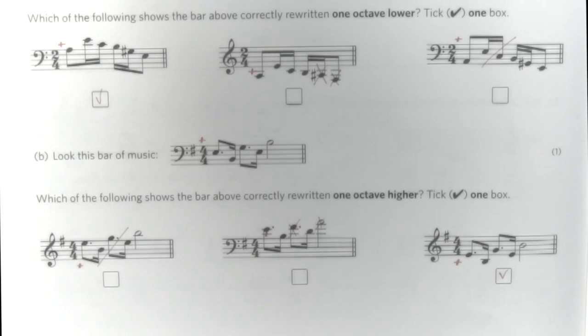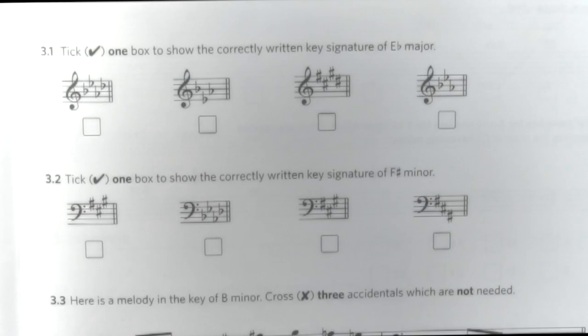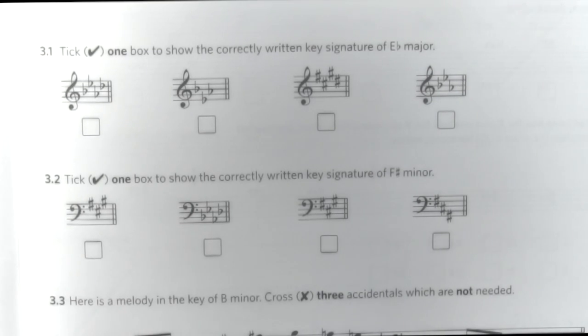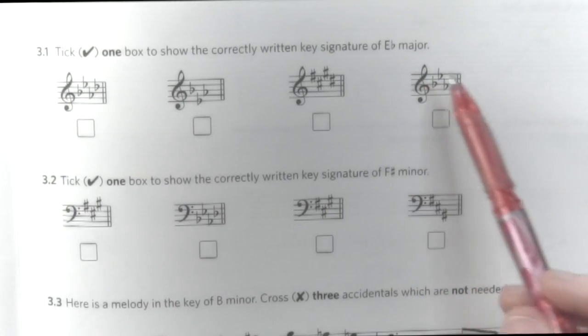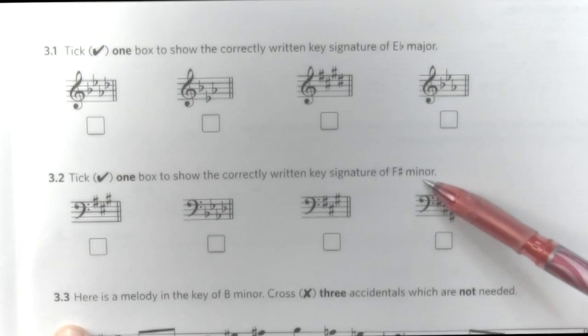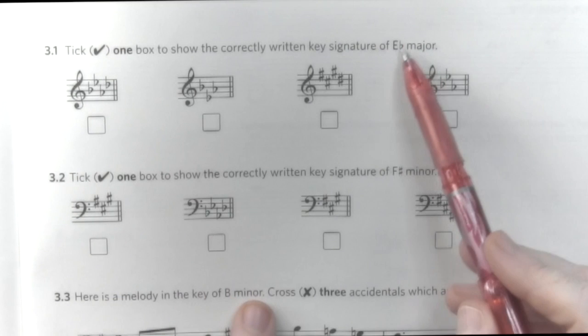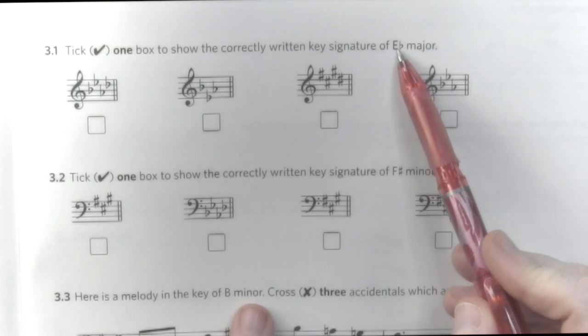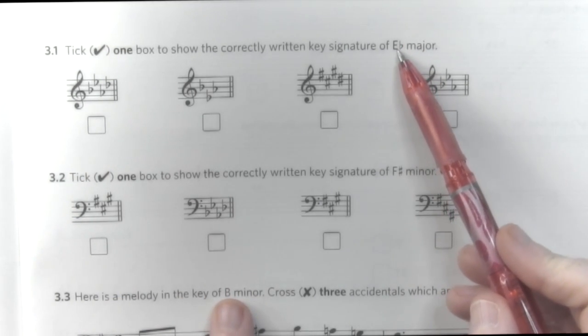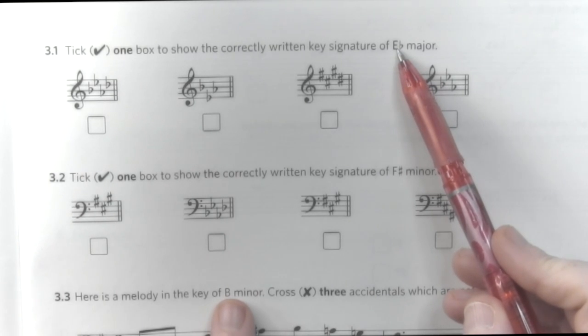Perfect. Let's move on to keys and scales. Okay, in the first two questions of this third section, we need to tick the box that shows the correct key signature of E flat major and F sharp minor. E flat major, and to answer this question you need to watch the videos 2A, B, C, etc., linked in the description below or on the card up here, where you will know all that you need to know about key signatures, keys and scales.